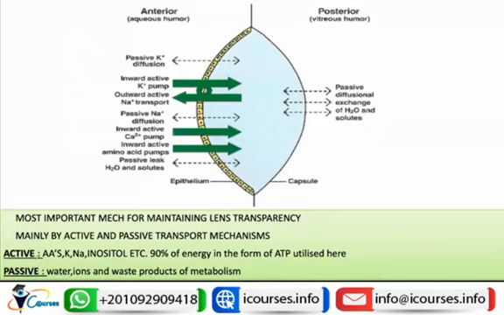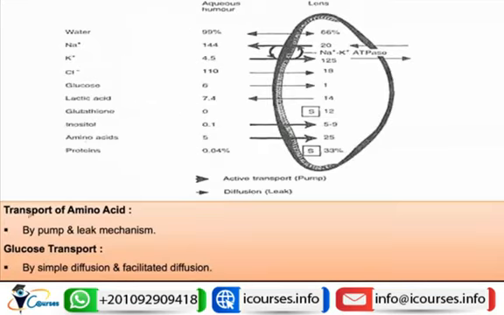So the active transport is mainly for amino acids, sodium, potassium, and inositol, and 90% of the energy in the form of ATP is utilized here. However, the passive transport is mainly for water, for ions like chloride, and for waste products like lactic acid. Transport of amino acids is by both a pump mechanism and a mechanism called the leak mechanism. The glucose transport is caused by simple diffusion or another mechanism called facilitated diffusion.